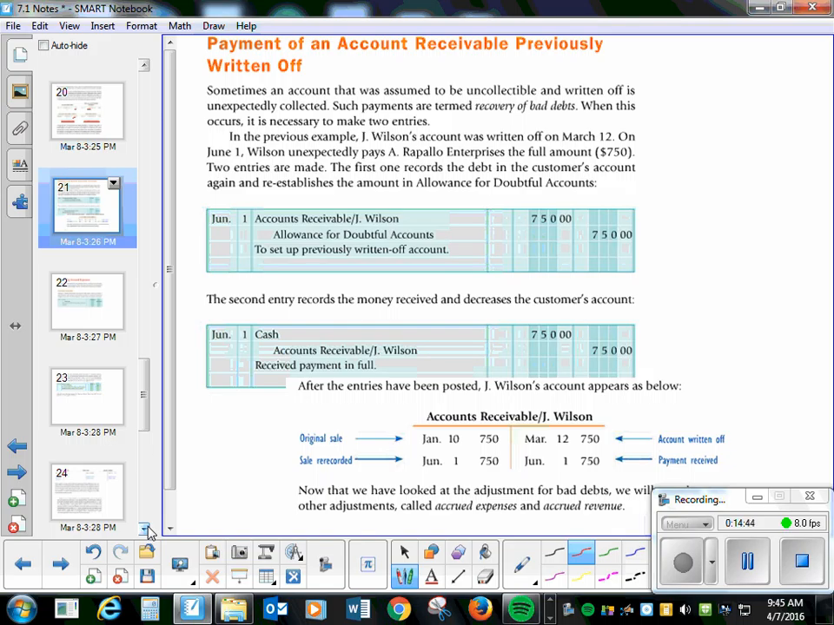In the previous example, J. Wilson's account was written off. On June 1st, Wilson unexpectedly pays A. Rapallo Enterprises the full amount, and two entries are made. The first one records the debt in the customer's account again and reestablishes the amount in the allowance for doubtful accounts. So that is that one. The second entry records the money received and decreases the customer's account. It looks like that.